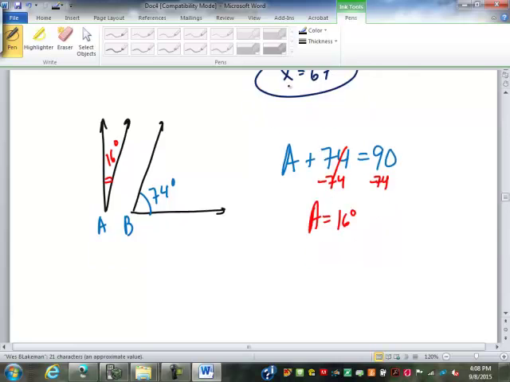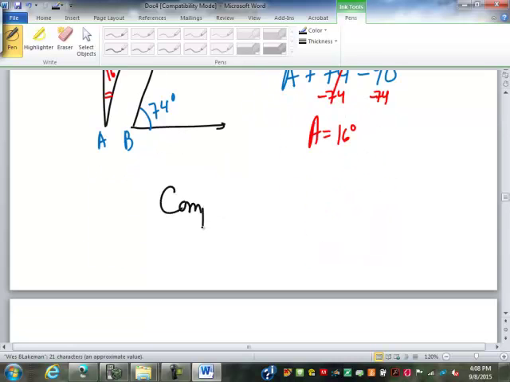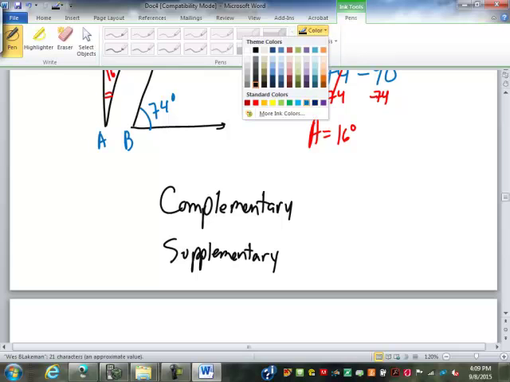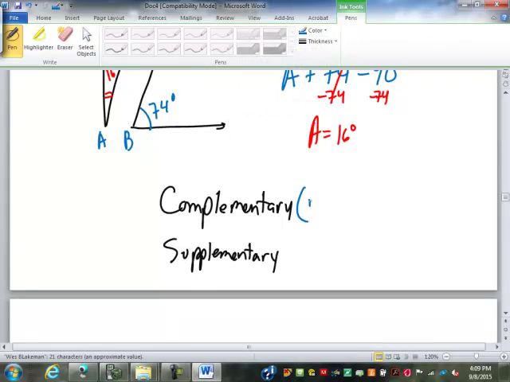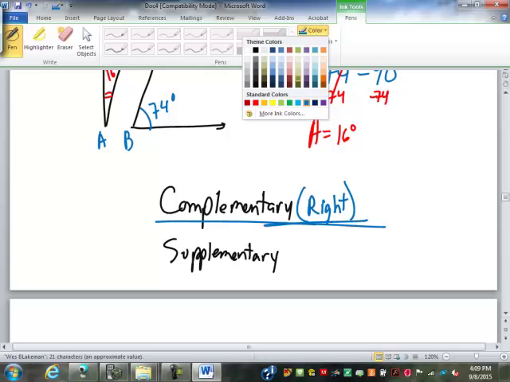Now, these two words, complementary and supplementary. If you're anything like me, 3 minutes after I'm done talking about them, you're going to forget which one's which. An easy way to remember is that complementary adds up to 90 degrees, a right angle. You receive compliments when you are right. I'll be honest, I sometimes say that in my head even today, trying to remember which one's which.